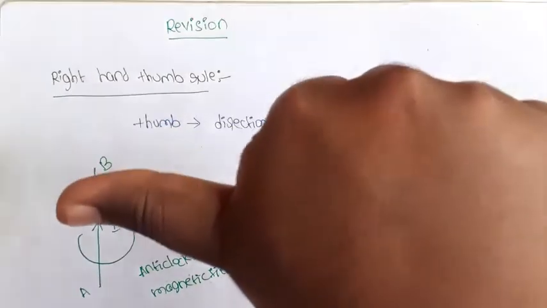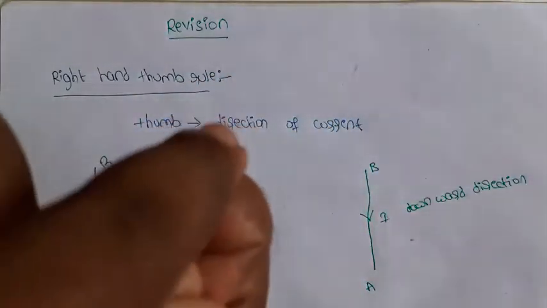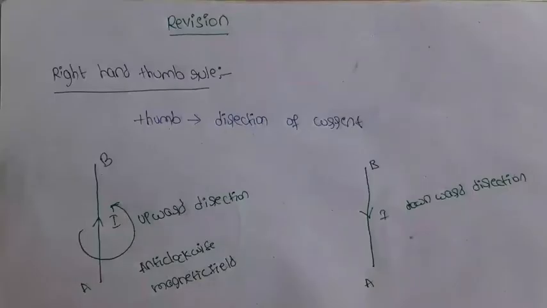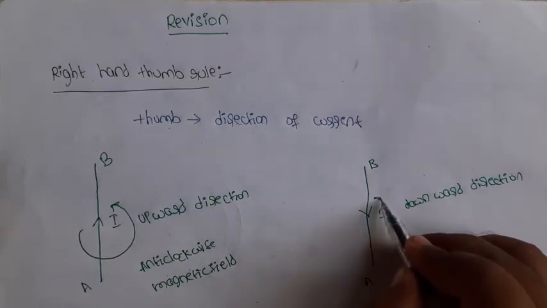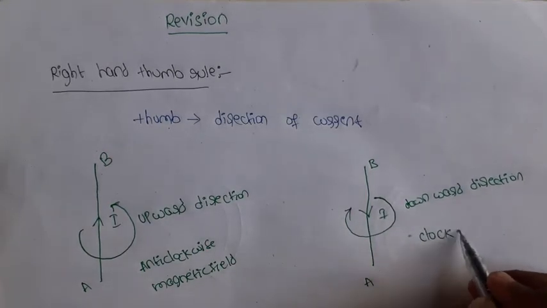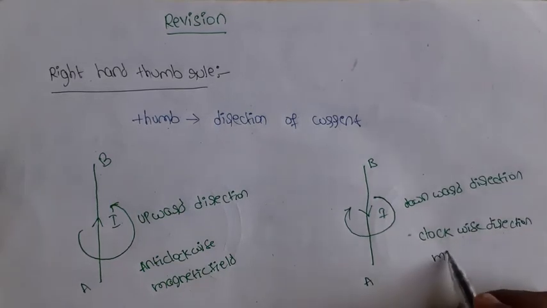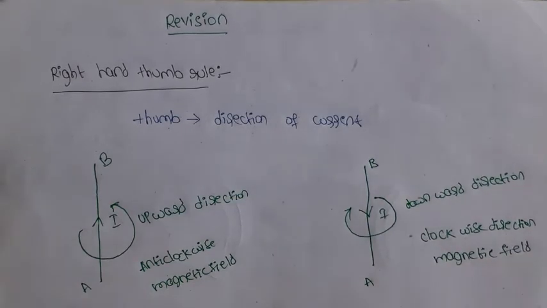Otherwise you can see this is the downward direction. These fingers represent the magnetic field direction in clockwise direction. So the magnetic field is clockwise. These are the two cases when current flows in the upward direction and downward direction.